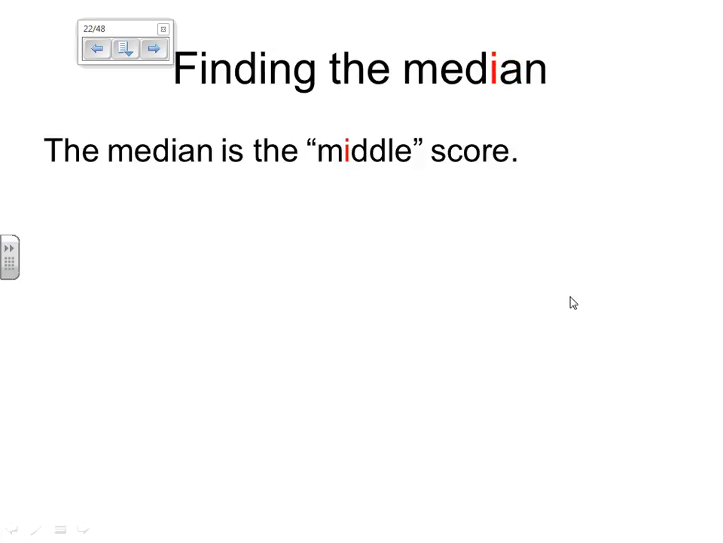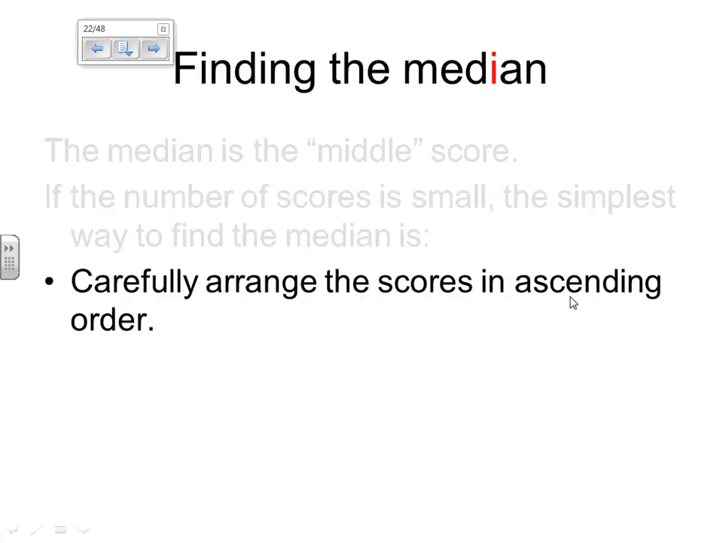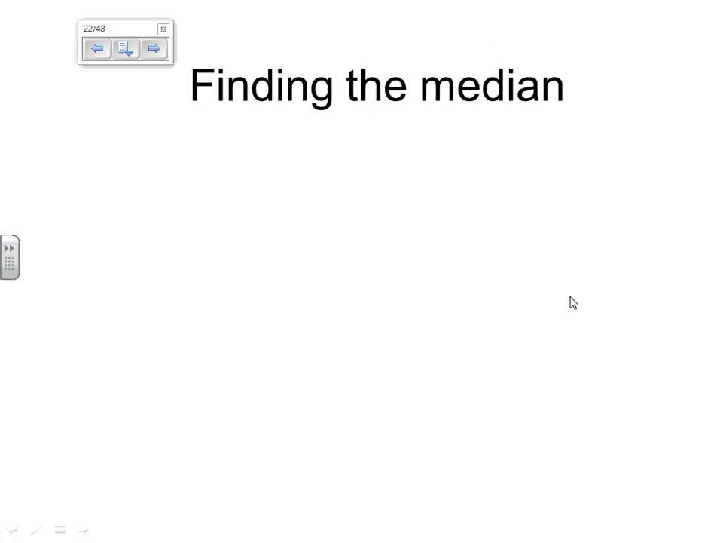Finding the median. Median is the middle score. So the good thing about the middle score, if her numbers are small, so if there's not like 30 scores, quick way to do it, put them in order. Lowest to highest, it's the usual way to do it. Then cross off a score until I think 1 or 2 remain in the middle.